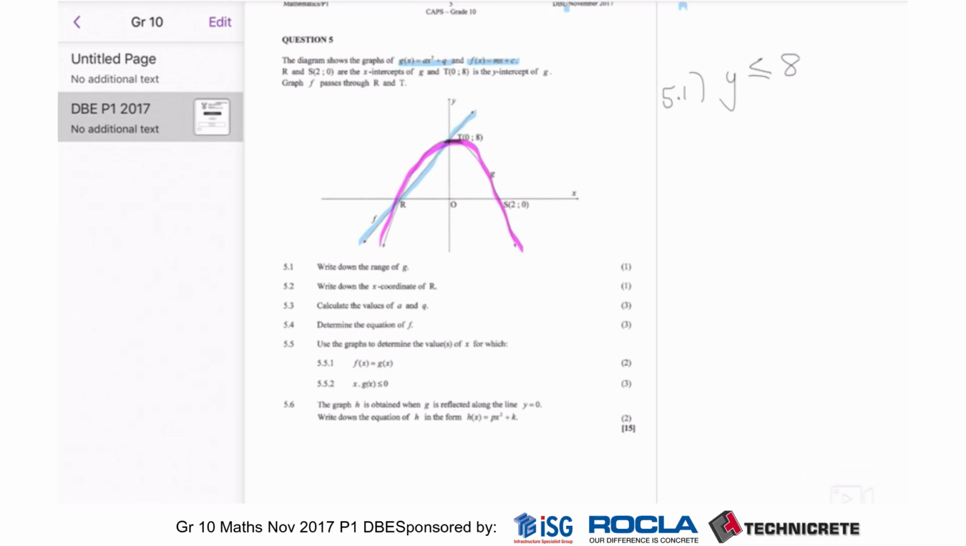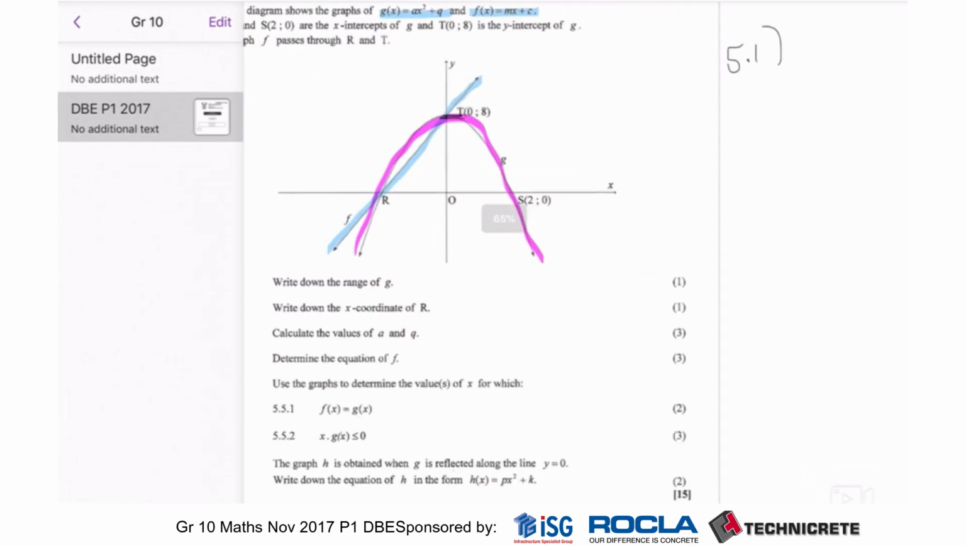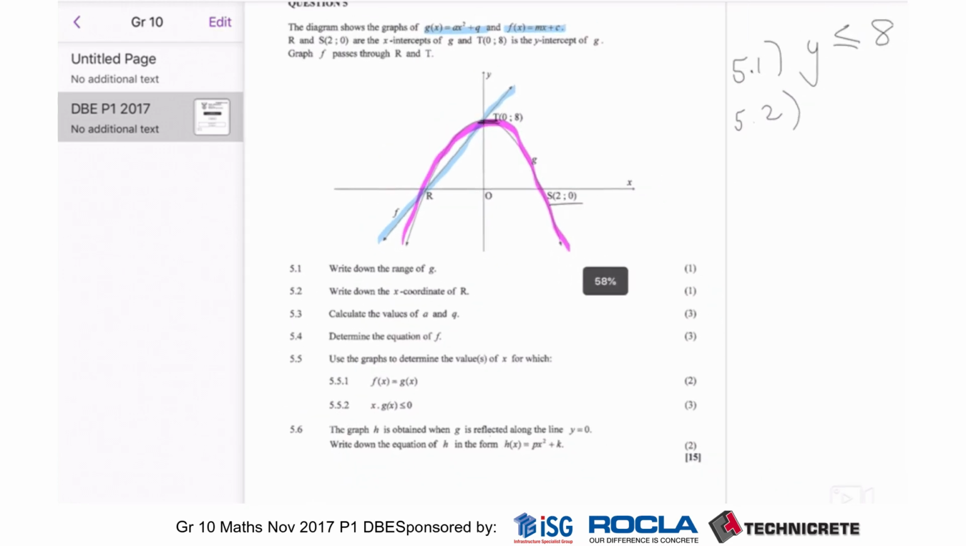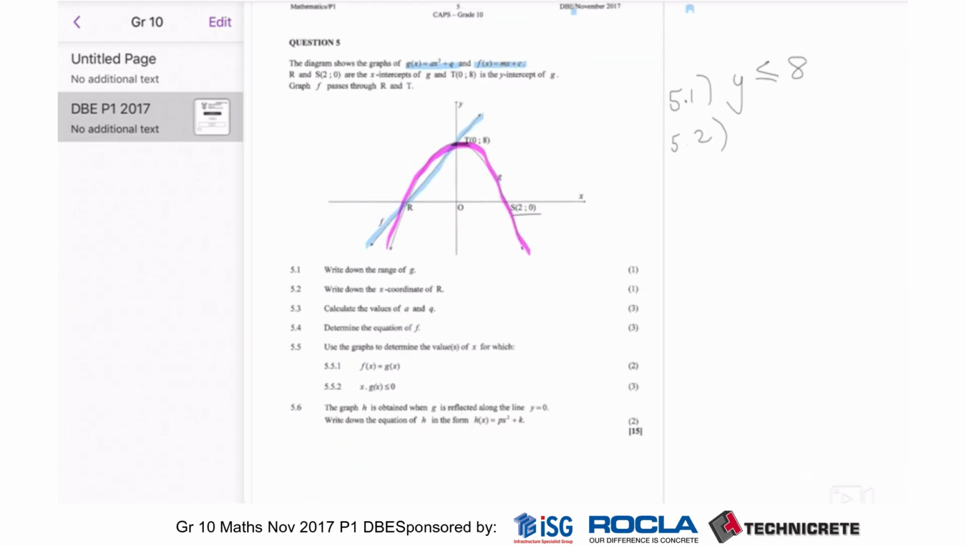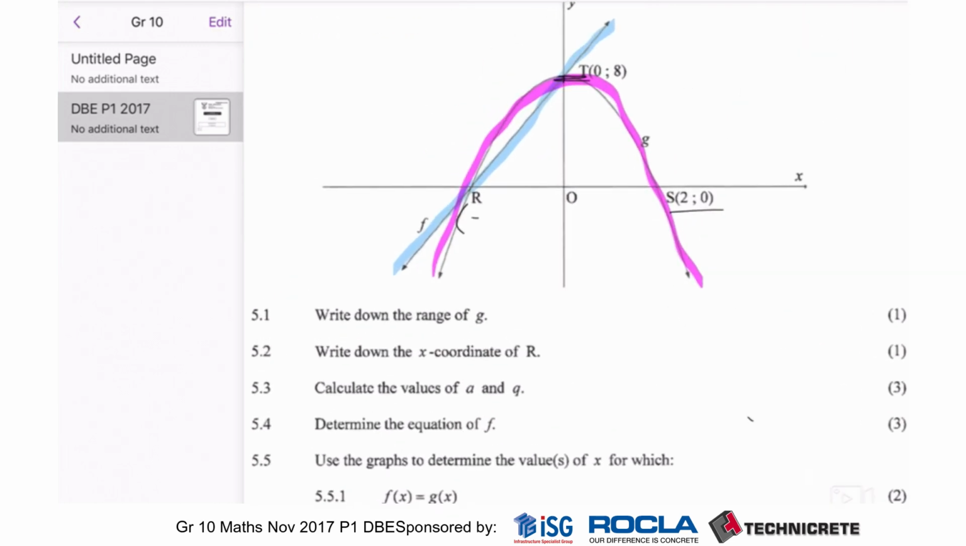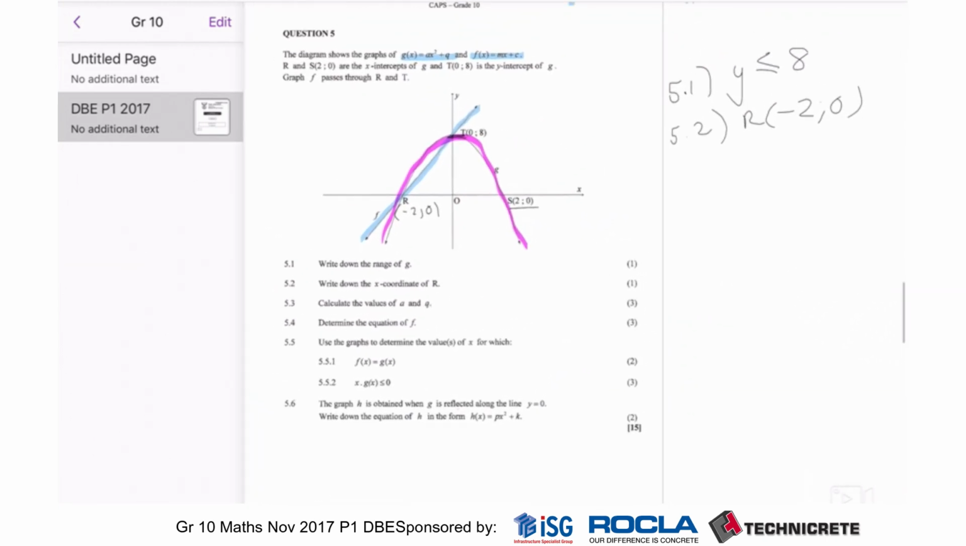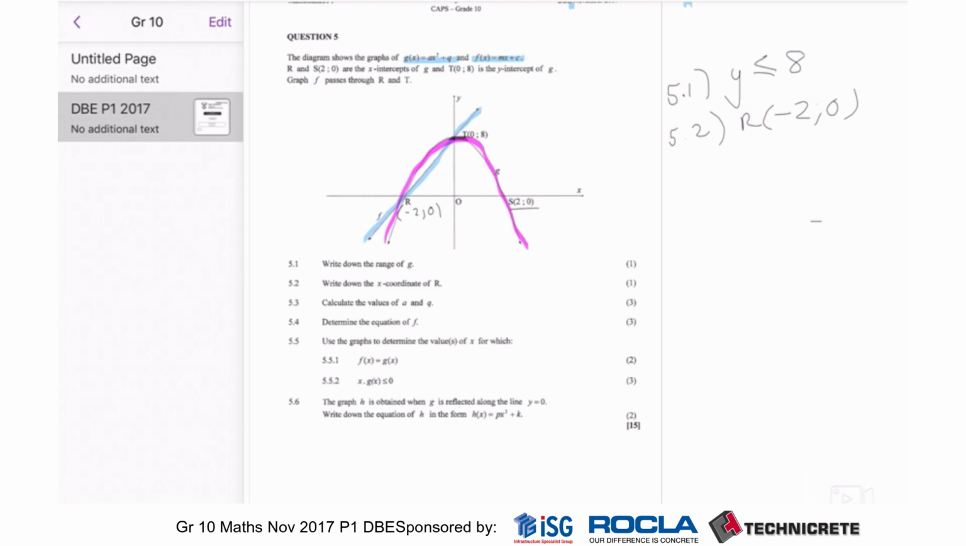Okay, 5.2 says write down the coordinates of R. Very simple. Remember earlier I was so excited that they gave me S, because we know a parabola is perfectly symmetrical. So my coordinates of R are going to be (-2; 0). Okay, perfectly symmetrical parabola.